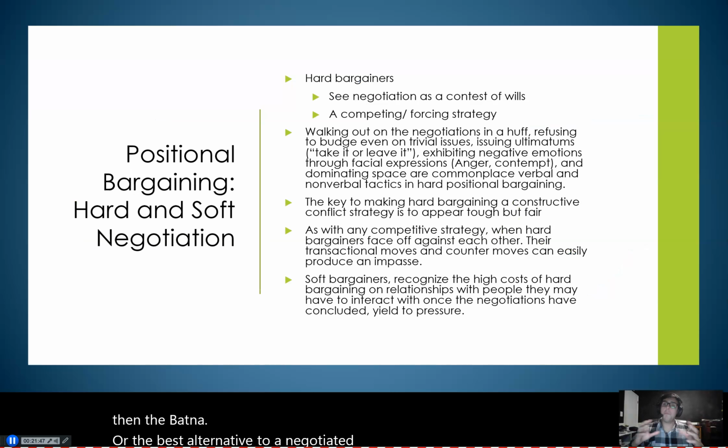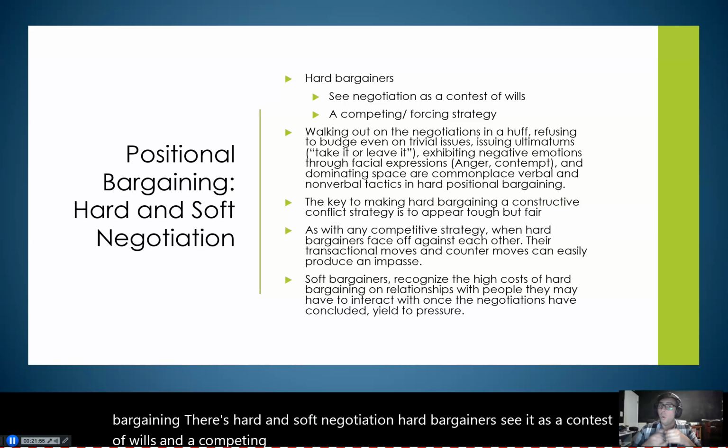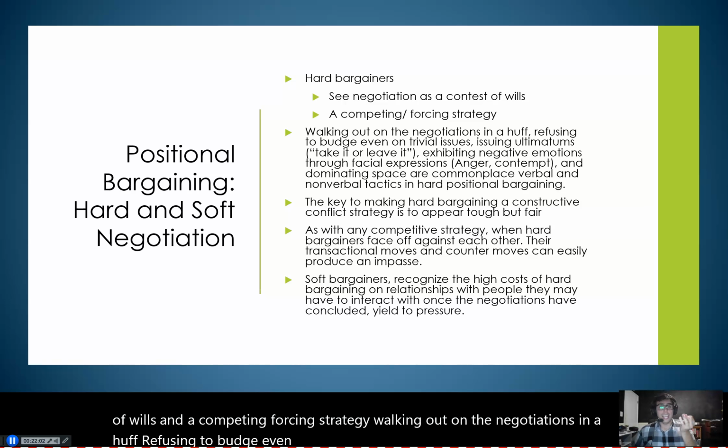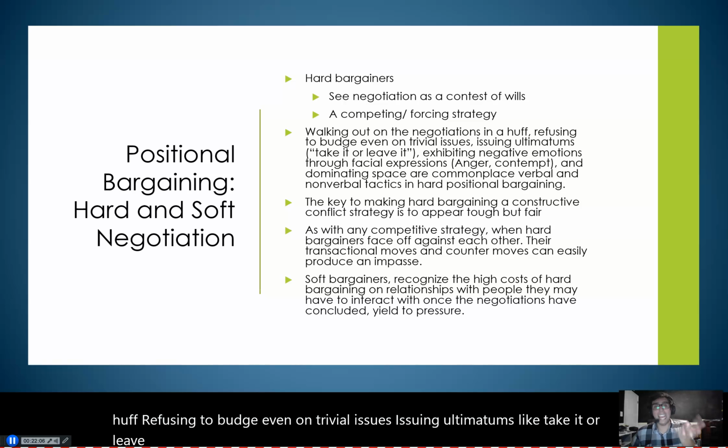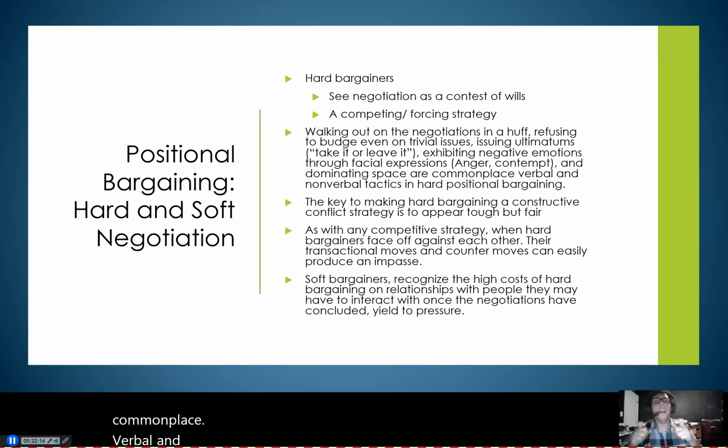So, let's start with positional bargaining. There's hard and soft negotiation. Hard bargainers see it as a contest of wills and a competing forcing strategy. Walking out on the negotiations in a huff, refusing to budge even on trivial issues, issuing ultimatums like take it or leave it, exhibiting negative emotions through facial expressions like anger and contempt, and dominating the space are commonplace verbal and nonverbal tactics in hard positional bargaining.